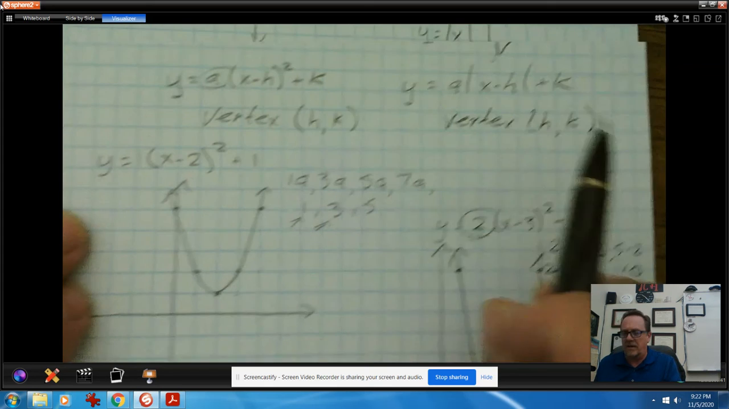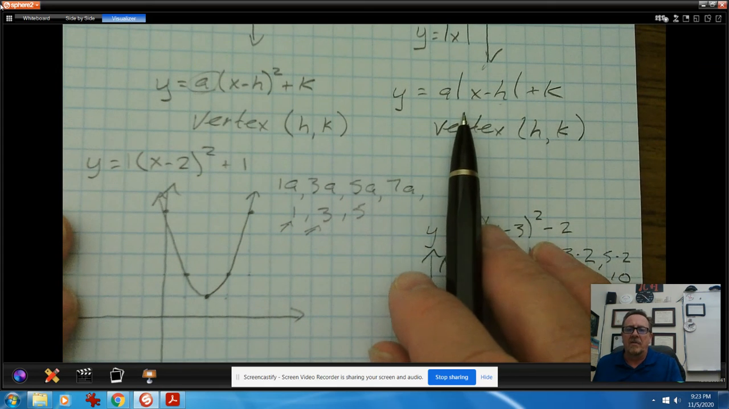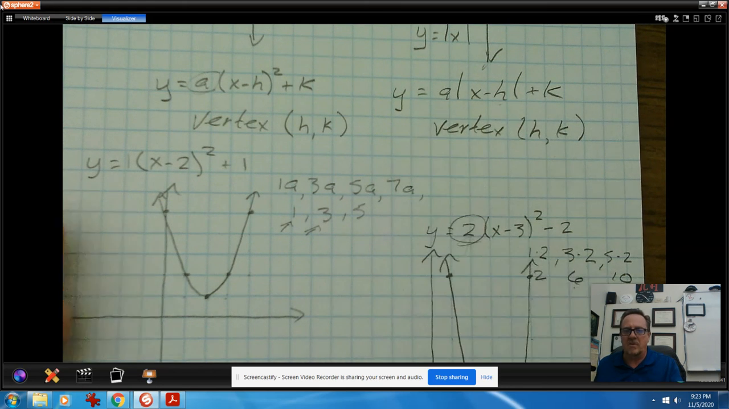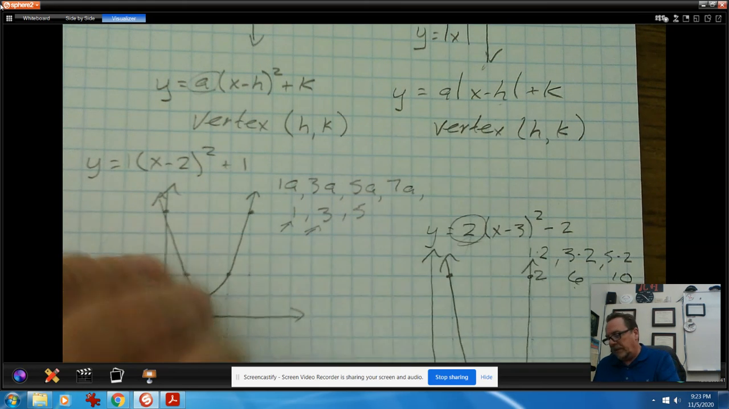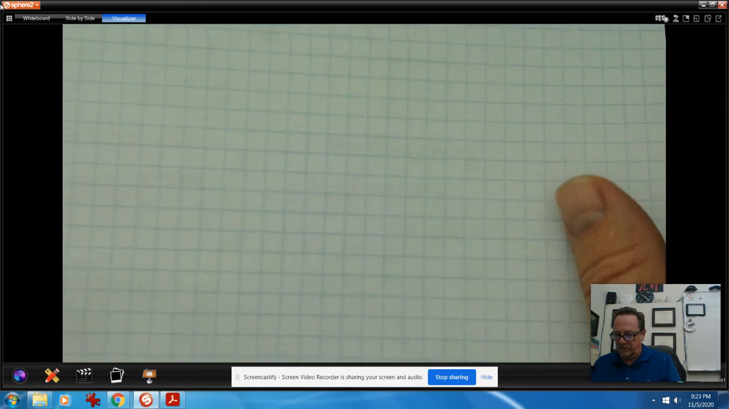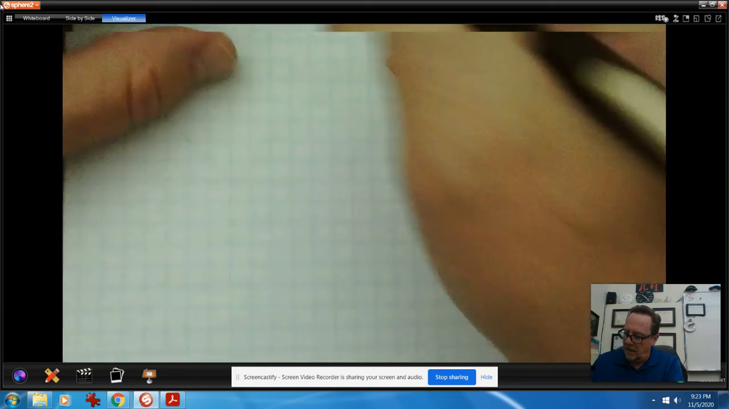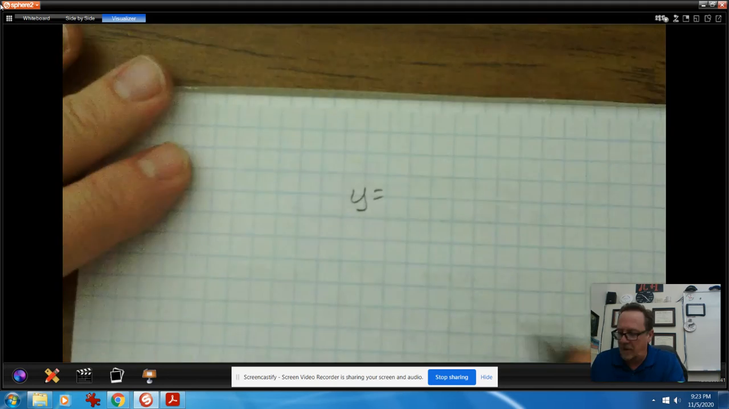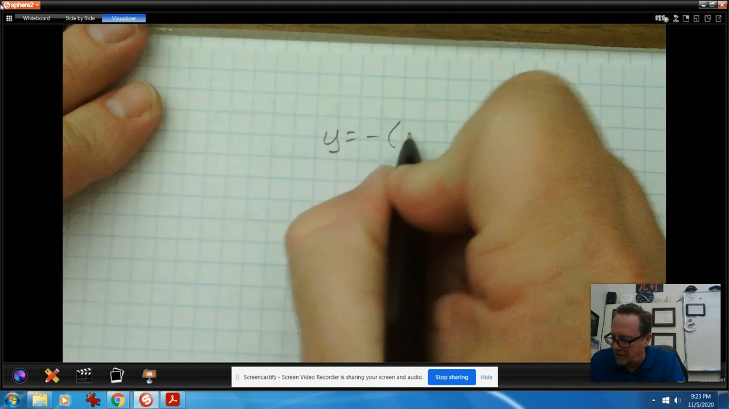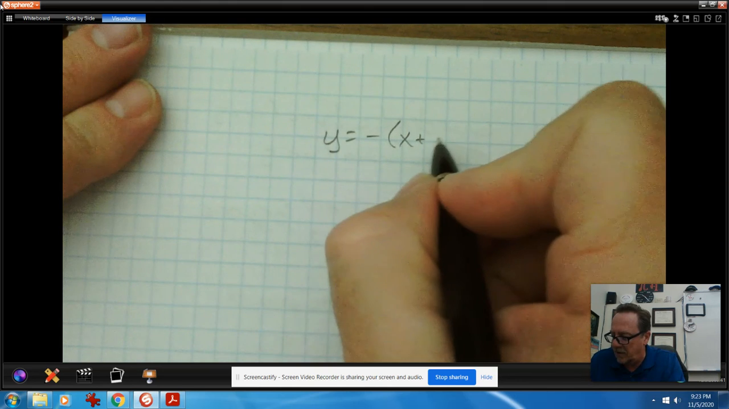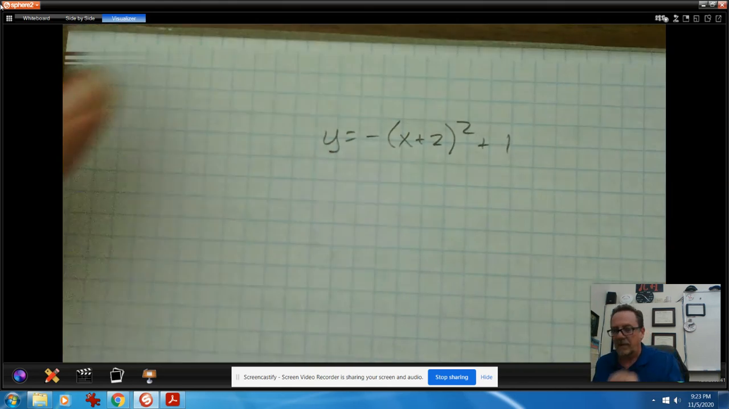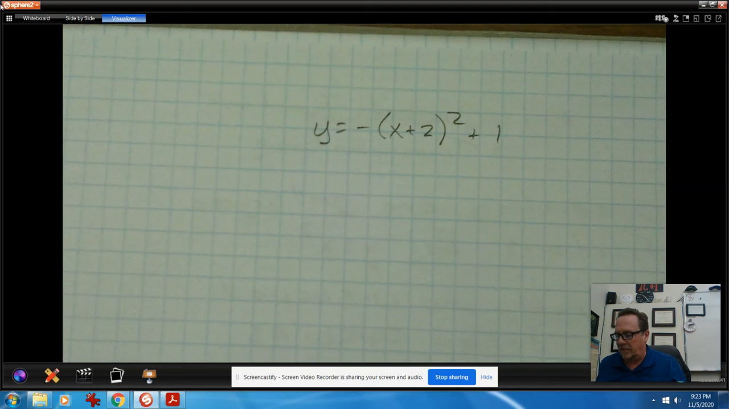But in a very similar manner to what we've done in the past, H and K play exactly the same role, and A does as well. So the last thing we want to look at that A might do is in this example, let's do a y is equal to, let's call it a negative x minus, oh, this time we'll go plus 2, plus 1 or something, right? So what would this parabola look like?